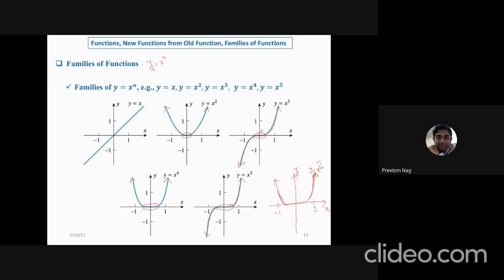The graph will be less steep near this region within -1 to +1. Okay? This is because within -1 to +1, if you increase the power of x, the value of y will be decreasing. For example, 0.1 to the power 2 is 0.01. If you increase its power, that will be 0.001, right? So if you increase the power, within -1 to +1, the value will be decreasing, so the graph will be less steep.